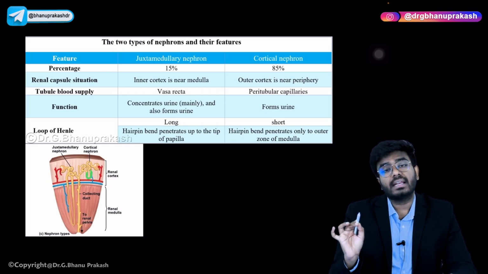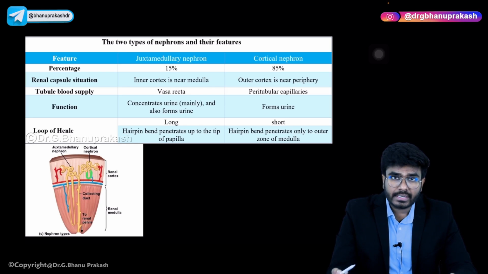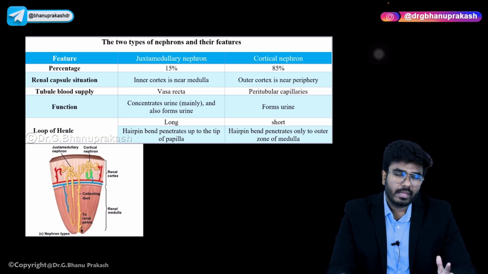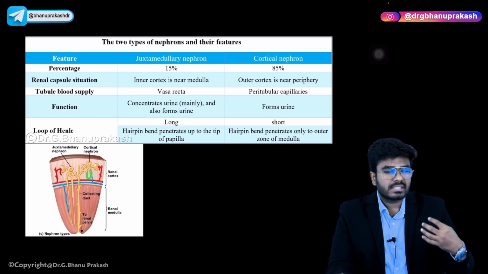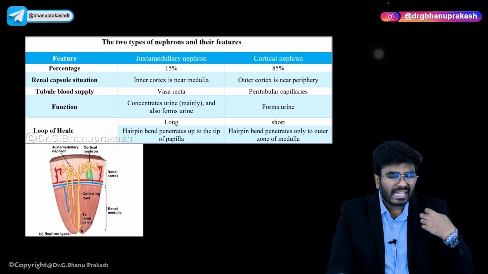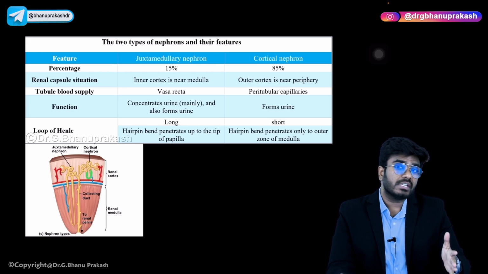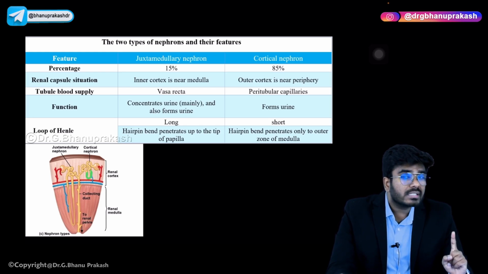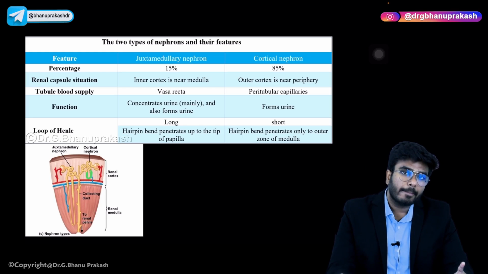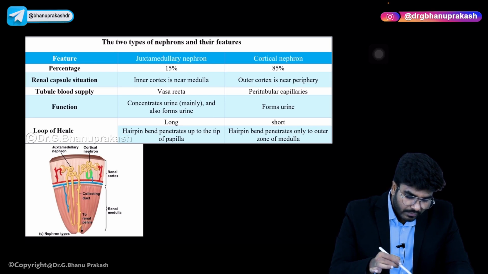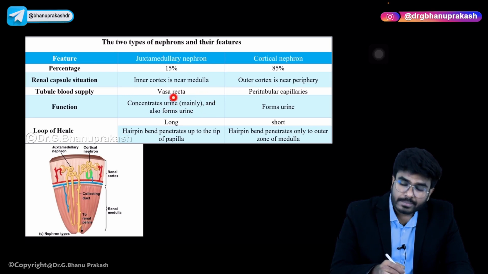But in certain conditions where you are getting dehydrated, the urine needs to be concentrated. You should not excrete diluted urine, especially when you are getting dehydrated. So in dehydrated conditions, concentrated urine needs to be excreted, and who is going to do that job for you? It is the juxtamedullary nephrons. Please concentrate. Juxtamedullary nephrons are the ones which concentrate the urine.